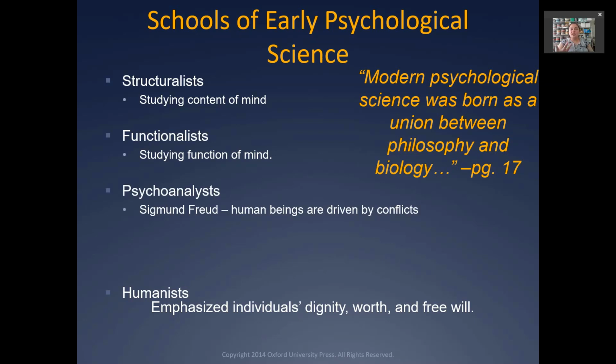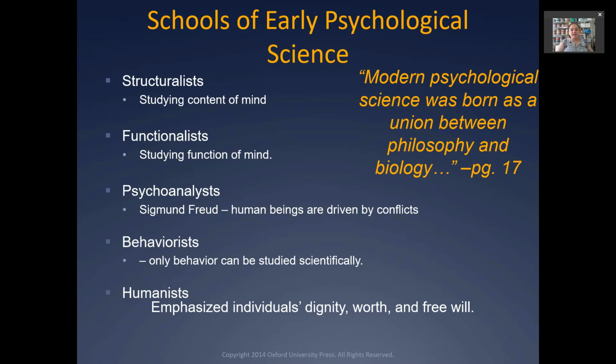Then we have behaviorists who believed that only observable behavior could and should be studied scientifically. And finally, we had humanists that emphasize individuals' dignity, worth, and free will. And people like this would be Carl Rogers and Maslow. And for behaviorists, we would have Pavlov. So only behavior can be studied scientifically. So Pavlov's dogs, and we'll talk about that.